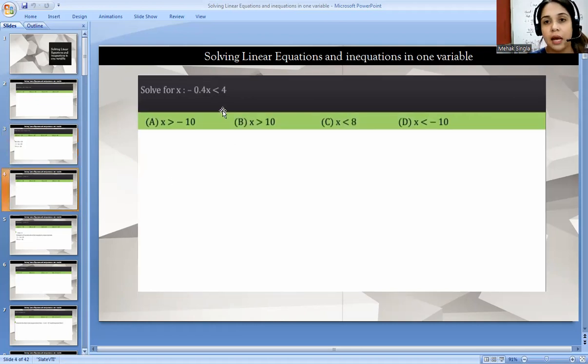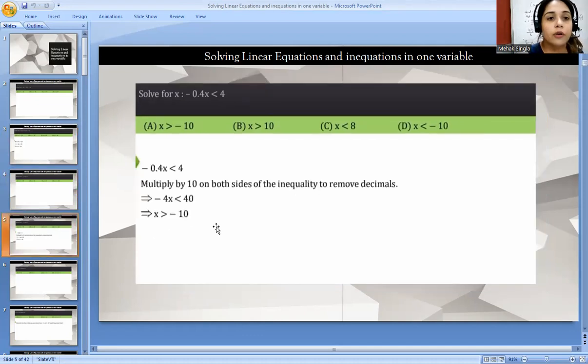Here is the question. Now it's minus 0.4x less than 4. Now, how are you going to solve this? To reduce the time, I'm going to explain from the solution part so that you can quickly cover a few questions. So now this is the question. Minus 0.4x less than 4, right? What you're going to do, first of all, the decimal is the problem, right? Let's remove the decimal part.